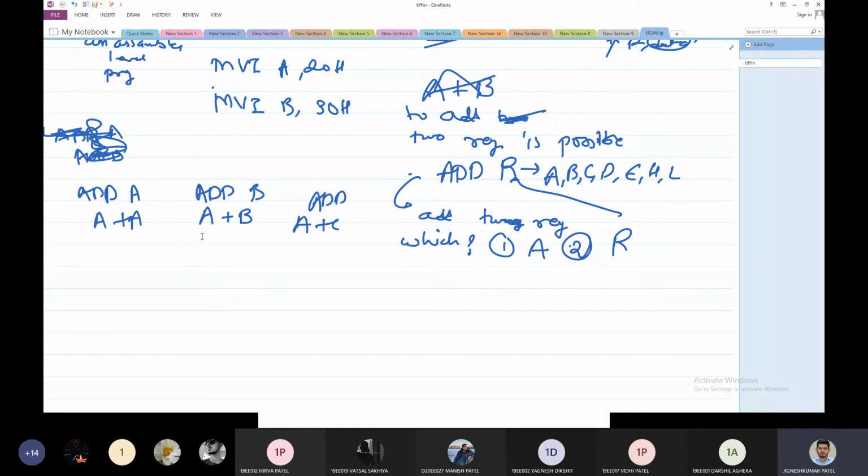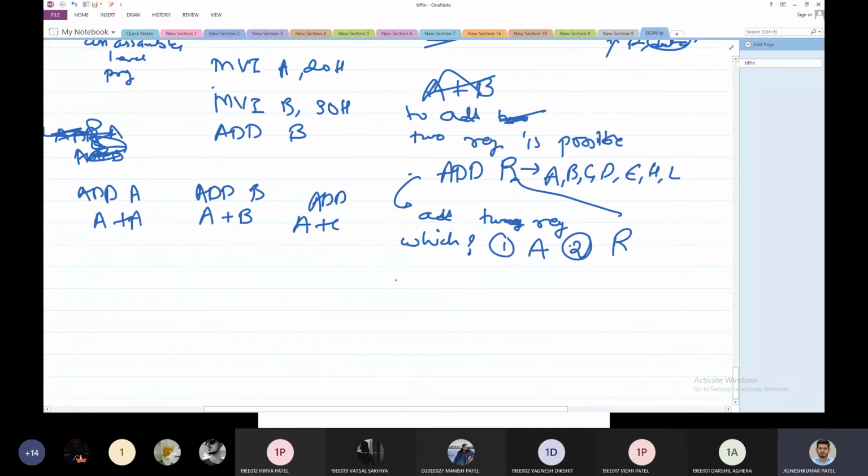Now, in our case, what we need is to add two numbers stored in register A and B as of now. So to add A and B, what can I do? I can write ADD B. So automatically register A plus B will be computed.